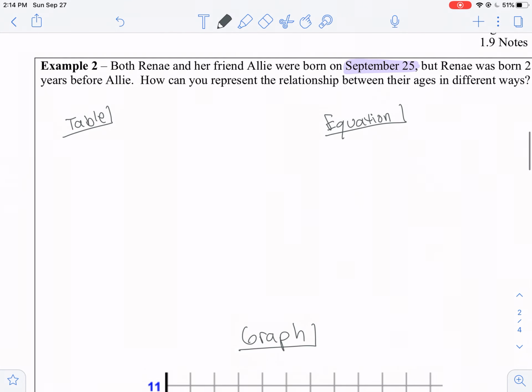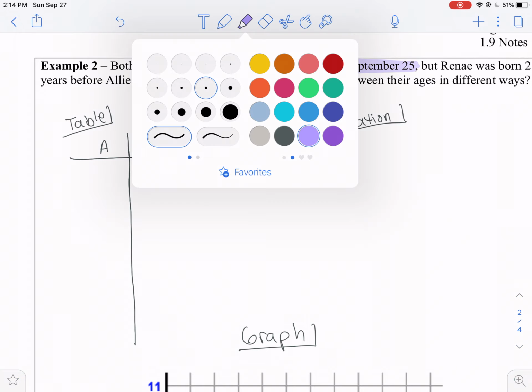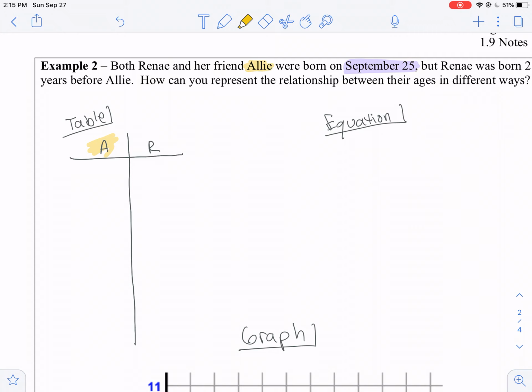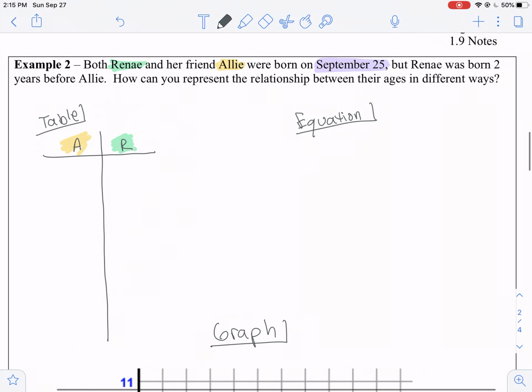Let's put Allie's age here and Renee's age there. A stands for Allie, R stands for Renee. There you go. Okay, so when Allie was born, she was 0 years old, and Renee was 2, because Renee is 2 years older than Allie. Awesome. When Allie was 1, Renee was 3. When Allie was 2, Renee was 4, etc. We could keep going, but it's a pretty simple linear pattern to follow.